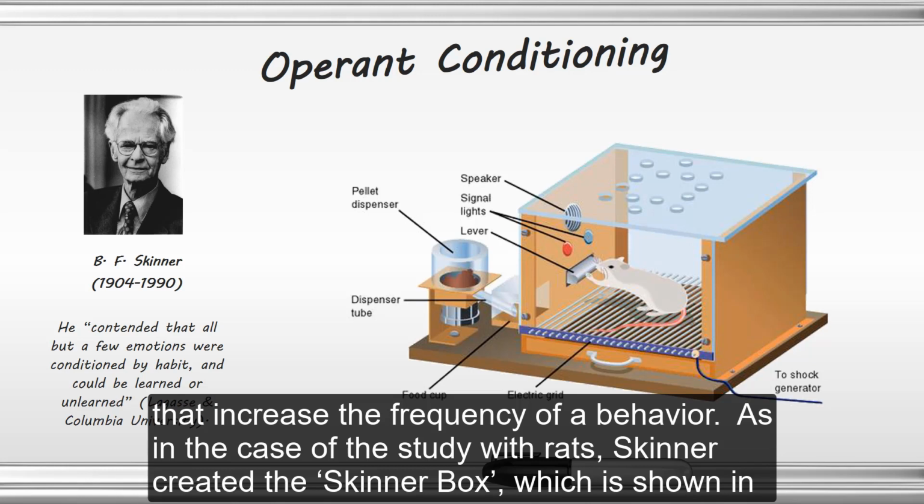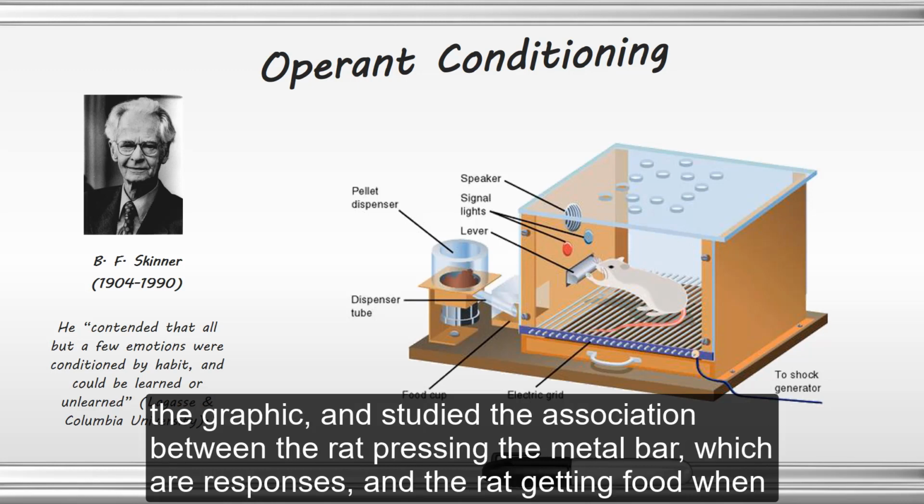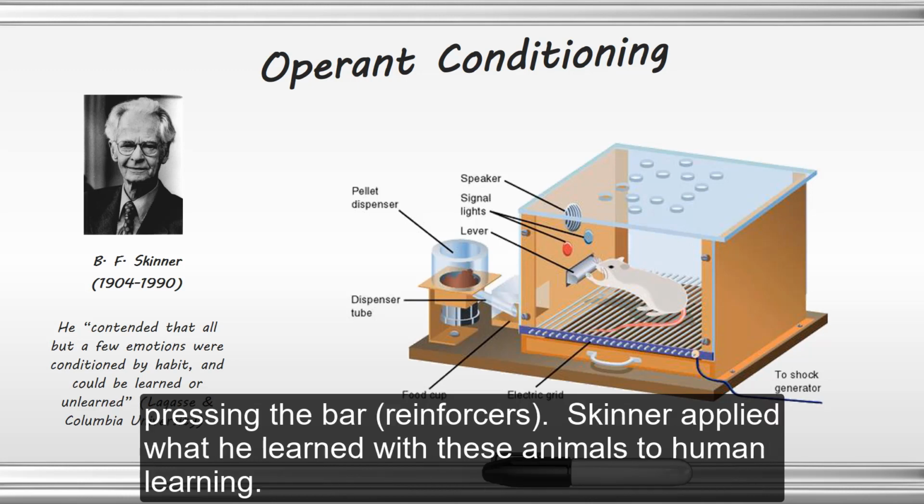As in the case of the study with rats, Skinner created the Skinner box, which is shown in the graphic, and studied the association between the rat pressing the metal bar, which are responses, and the rat getting the food when pressing the bar, reinforcers. Skinner applied what he learned with these animals to human learning.